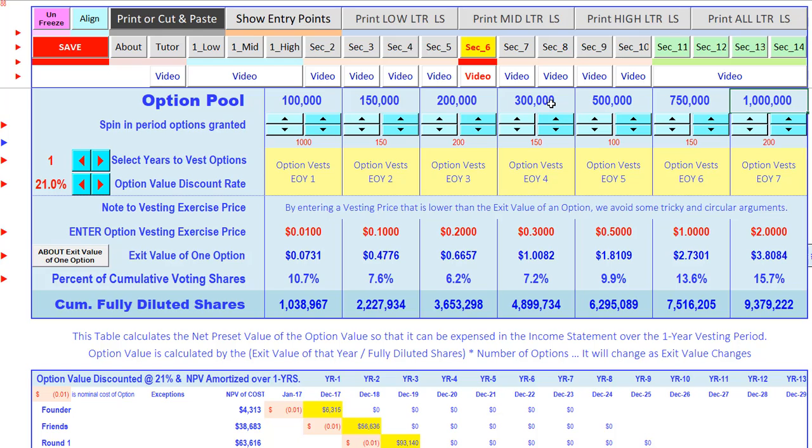Of course, if you're not doing any raising of capital in these periods in here, you're not going to put any options in. They won't work. You always have to have them associated with another round of capital raising.